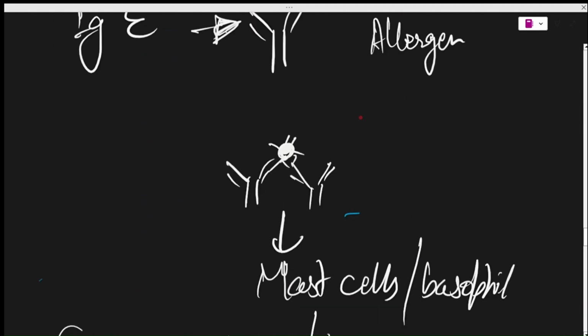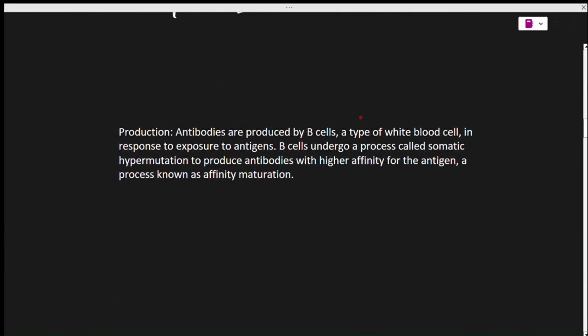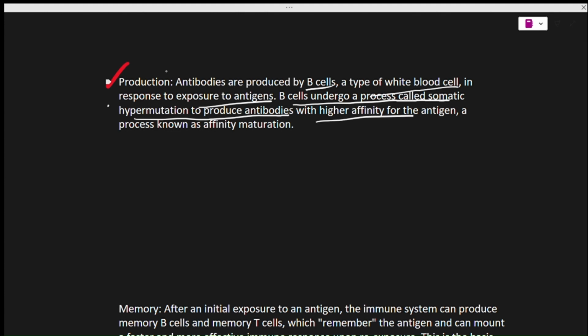Okay, so this is basically all the classes of our antibodies. Now after the classes of antibodies, there must be some point left. Production, right? Yeah, so the next point is the production. Now antibodies are produced by B cell, I have explained earlier, a type of white blood cells, in response to the exposure to antigen. B cell undergo a process called somatic hypermutation to produce antibodies with higher affinity for antigen, a process known as affinity maturation.